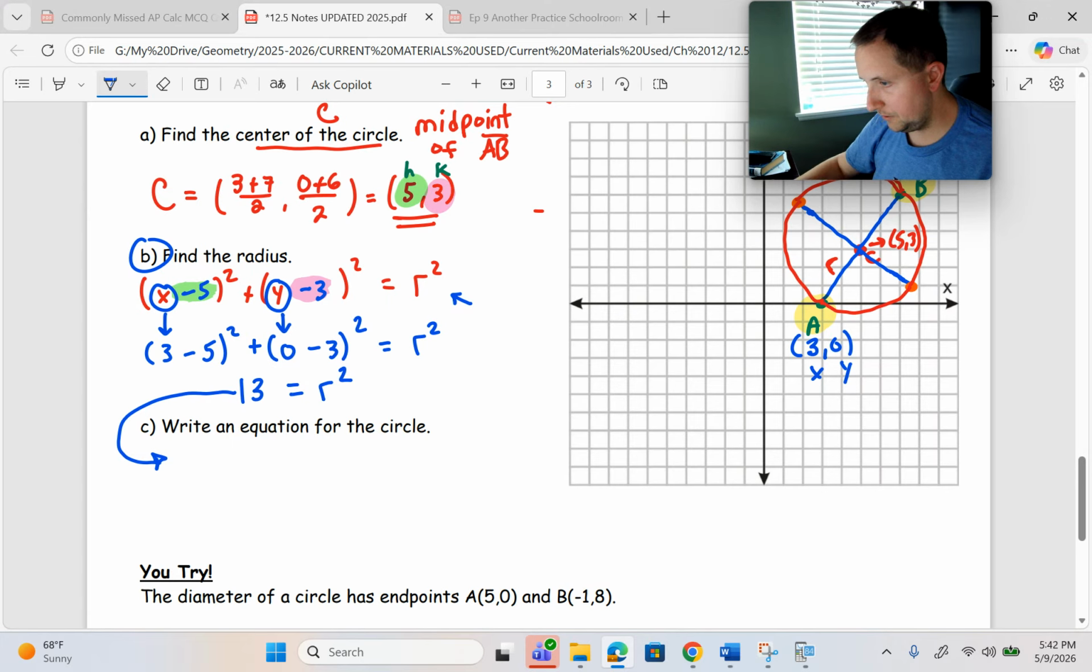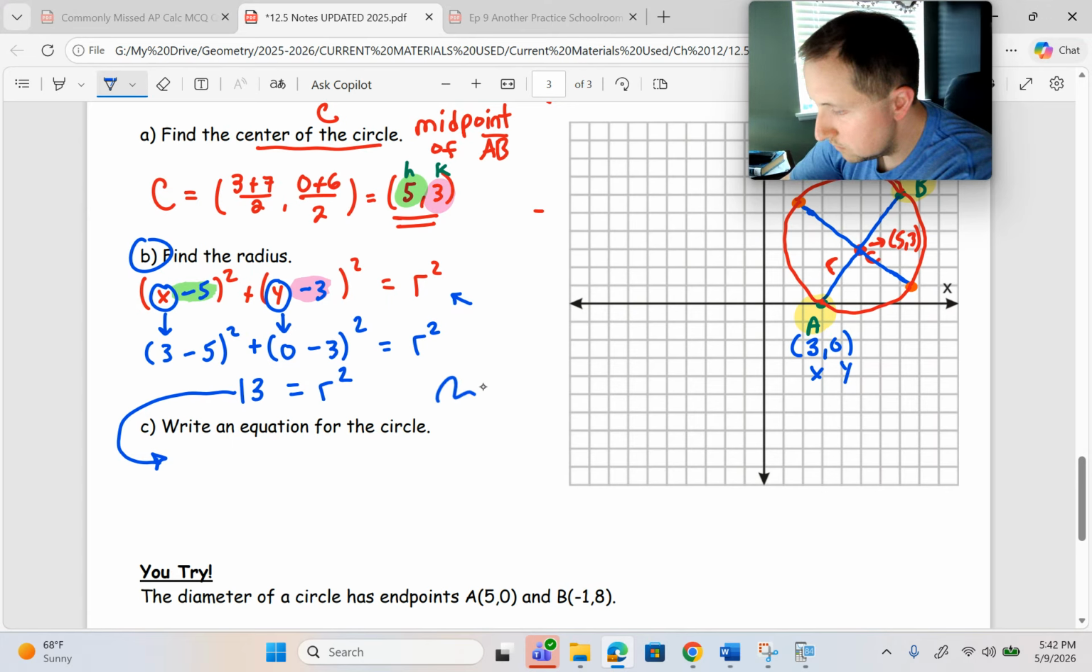Alright, let's see if that did the trick. There we go. We're back. These pens have a small lifespan.